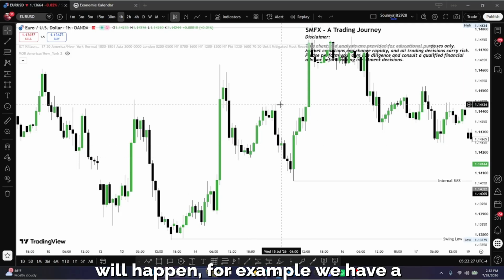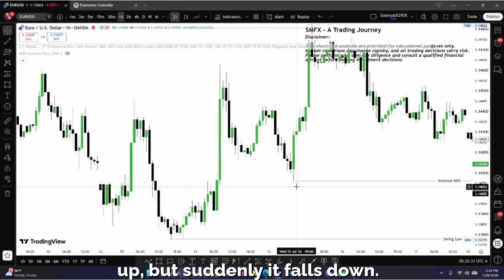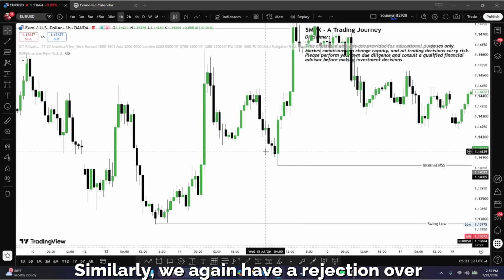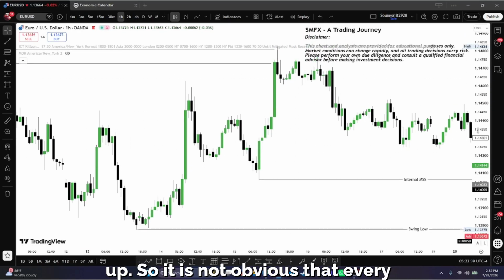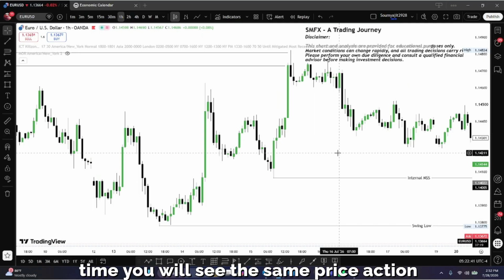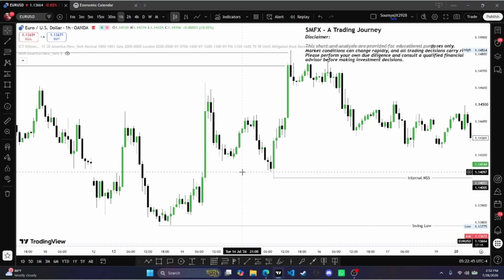For example, we have a rejection around this area. It goes up, but suddenly it falls down. Similarly, we again have a rejection over here, but it comes down and then goes up. So it is not obvious that every time you will see the same price action with rejections.